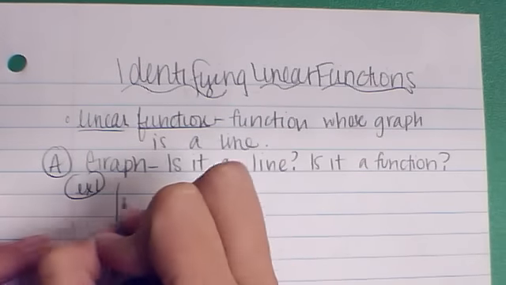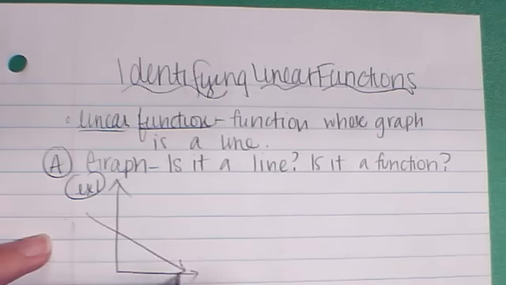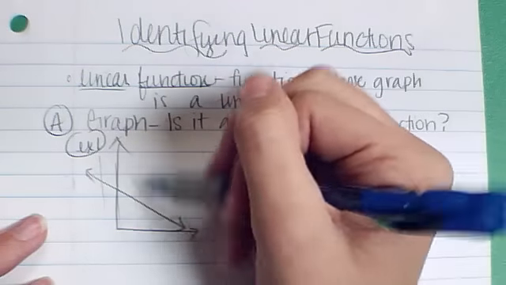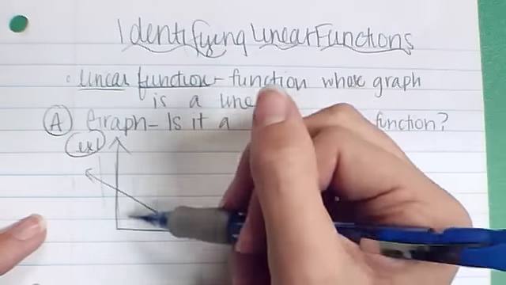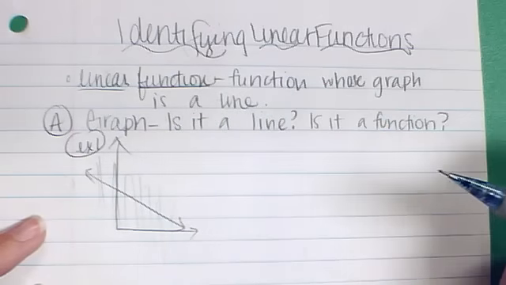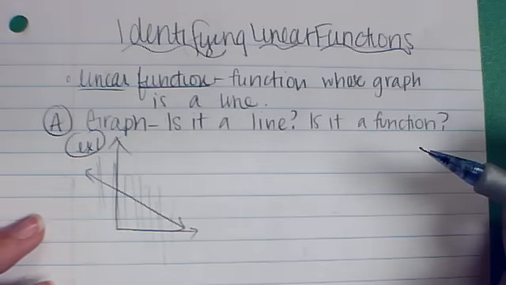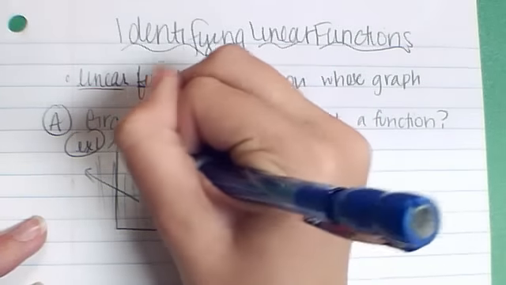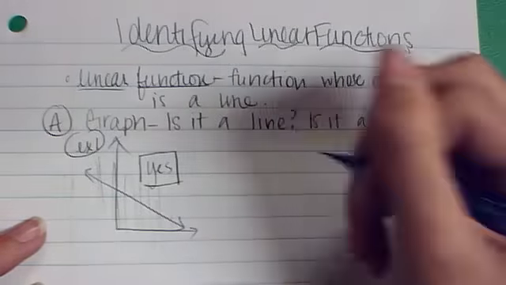Example number 1. If I draw this graph right here and I test, is it a function? Remember we tested last week or 2 weeks ago about functions by doing the vertical line test? Vertical means up and down, and it only crosses each place once, so that means it is a function. And as you can see with your eyes, it is a straight line. So the answer is yes, this one is a linear function.